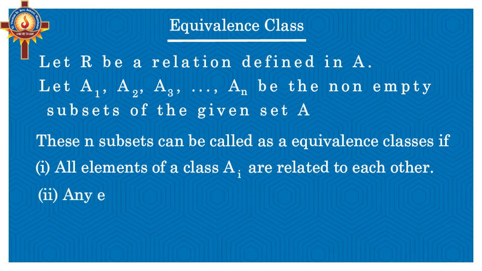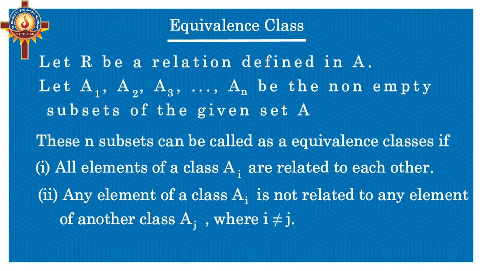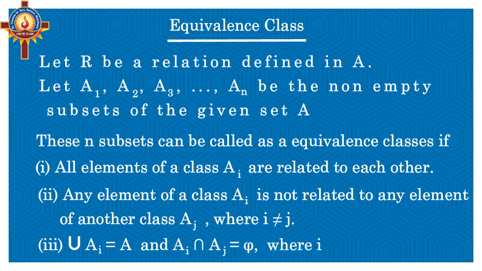In the second condition, any element of one set, let's say Ai, is not related to any element of Aj, another subset. And the third condition, the union of all these subsets makes the given set A. Such subsets are called the equivalence classes.